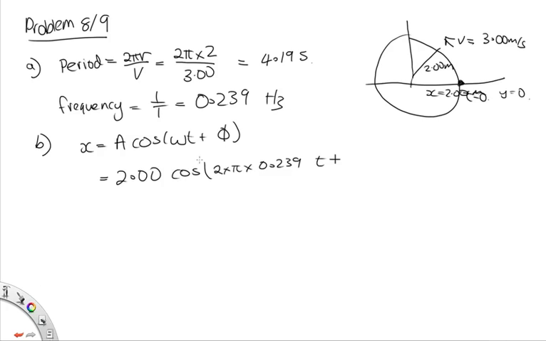Now phi, when t equals 0, x should be equal to 2. So when t equals 0, we've got 2 is equal to A cos of 0 plus phi. Phi needs to be 0 so that this whole term can be 1. So this will be plus 0. So solving that, we've got 2.00 cos. Solving this on the calculator gives us 1.5 t.